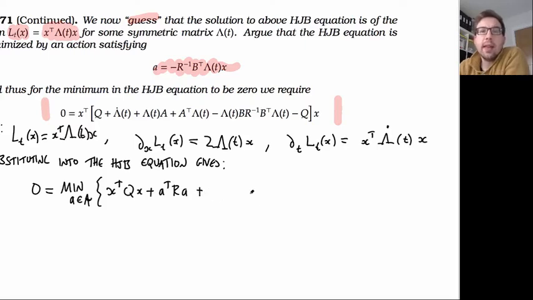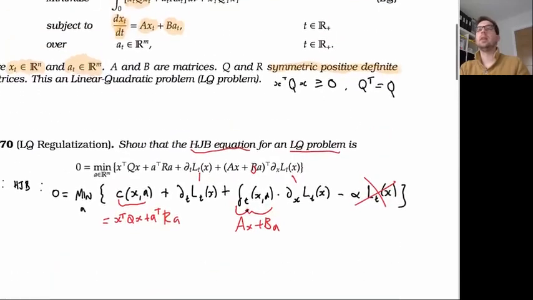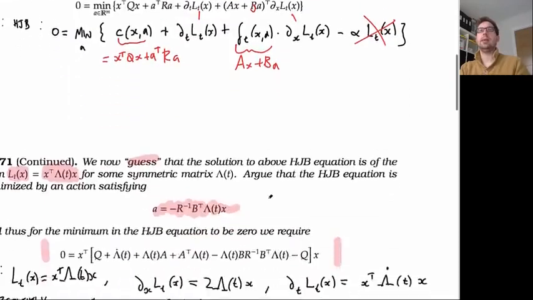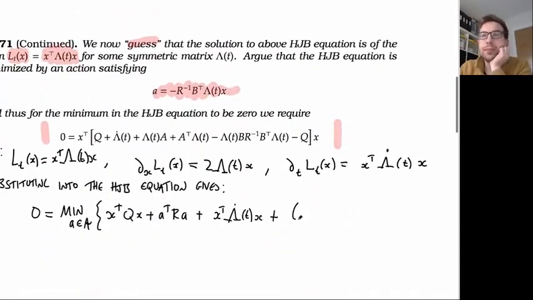And then we need the partial derivative with respect to t, which I have here, this. And then I need the partial derivative with respect to x multiplied by the plant equation. So then I'm going to have the plant equation multiplied by 2 lots of lambda t of x.